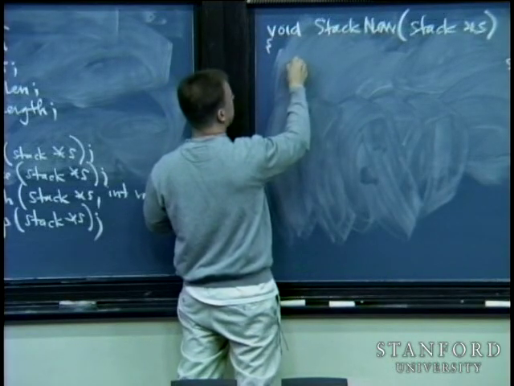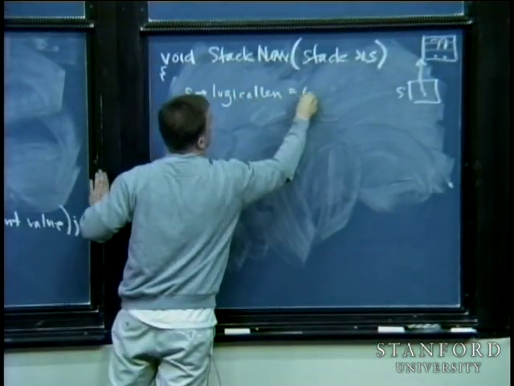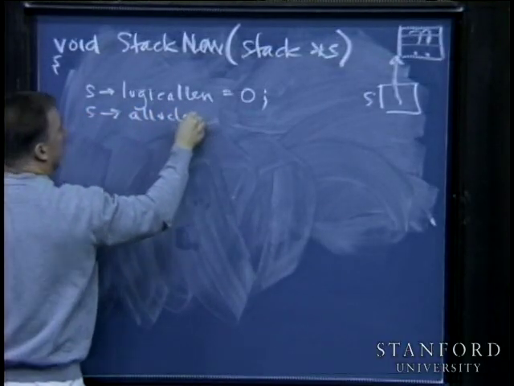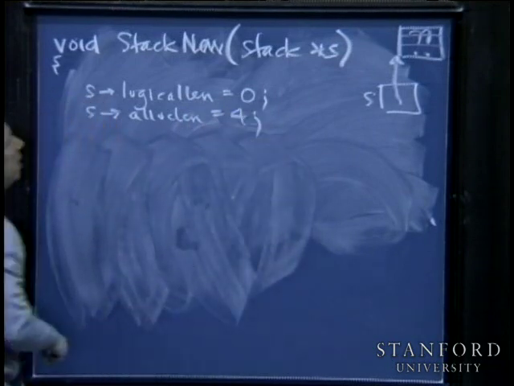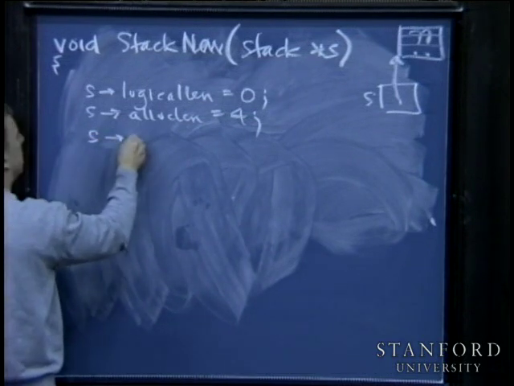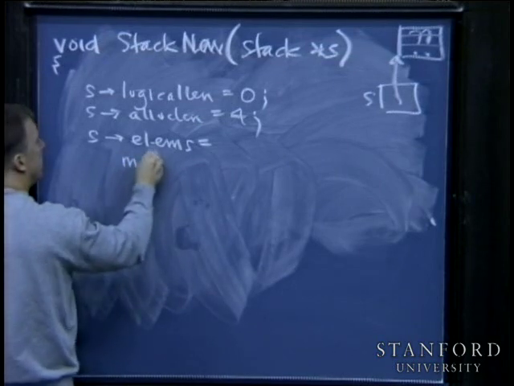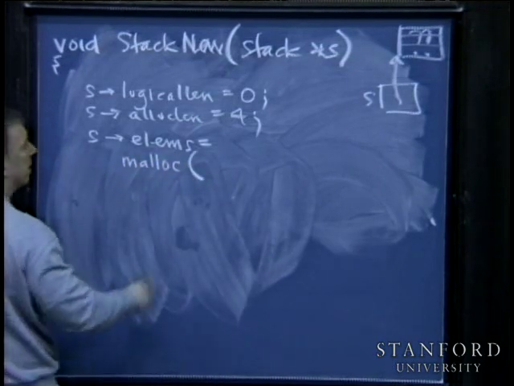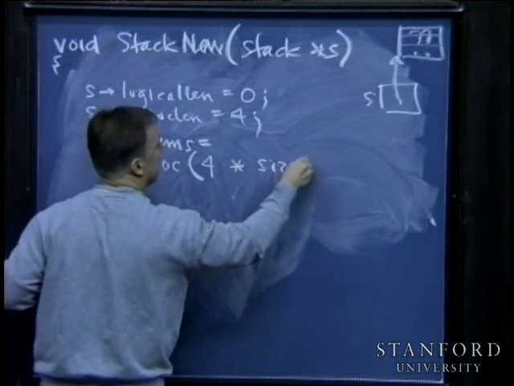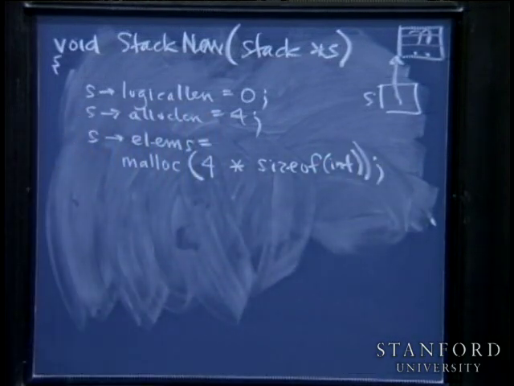Okay, so what I want to do is go in. I want to do s arrow logical len is equal to 0. I want to do s arrow alloc len is equal to 4. And then I want to do the following. I want to do s arrow elems is equal to, this is a function you've not seen before, malloc of 4 times size of int.